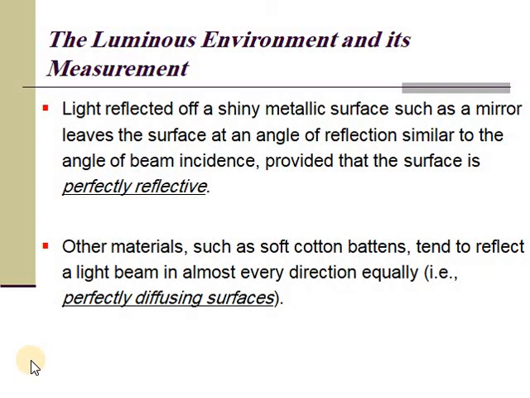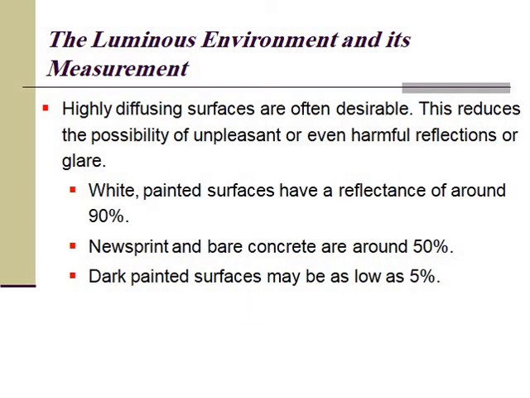So when, for example, light is reflected off a mirror, then we will say that this surface, the mirror, is perfectly reflective. But when the reflection tends to be in almost every direction, we will call it a perfectly diffusing surface. These highly diffusing surfaces are often desirable because they reduce the unpleasant or harmful reflections or glare.